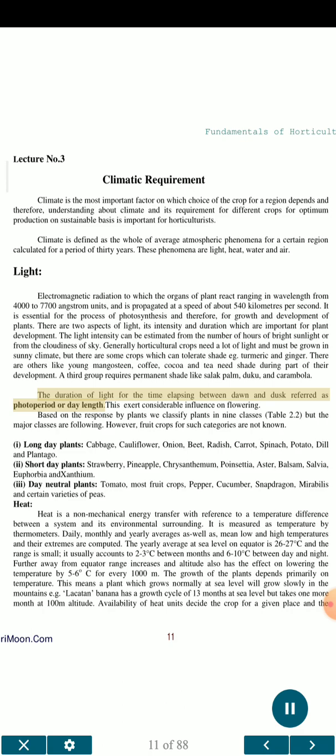The duration of light for the time elapsing between dawn and dusk is referred to as photoperiod or day length. This exerts considerable influence on flowering. Based on the response by plants, we classify plants into 9 classes, Table 2.2, but the major classes are the following. However, fruit crops for such categories are not known.